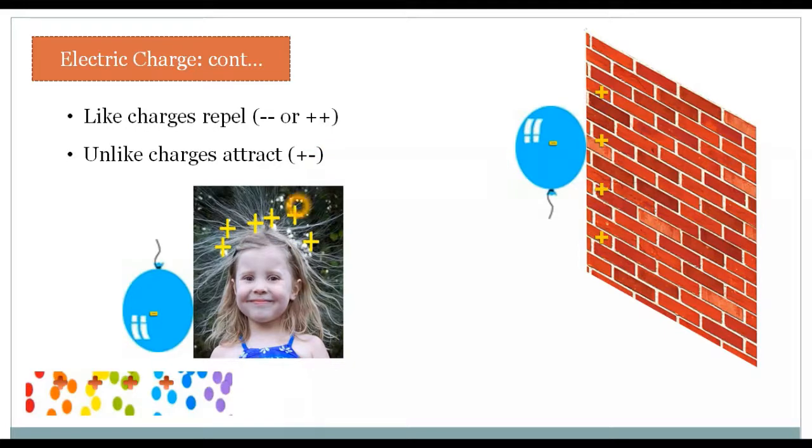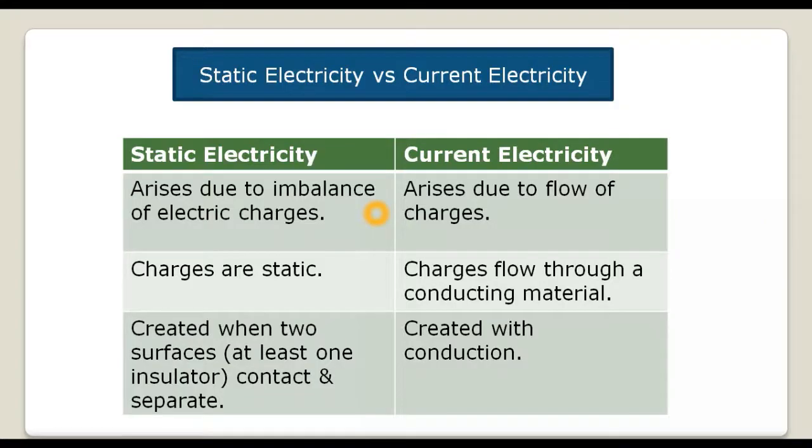See, whenever charges are flowing from one place to another, that constitutes electric current. Flow of electrons is nothing but electric current, or you can say electricity. So flow of charge is electric current. Now, how exactly is static electricity different from current electricity? Because there are two types of electricity here, static electricity and current electricity. Now, how are these two different?